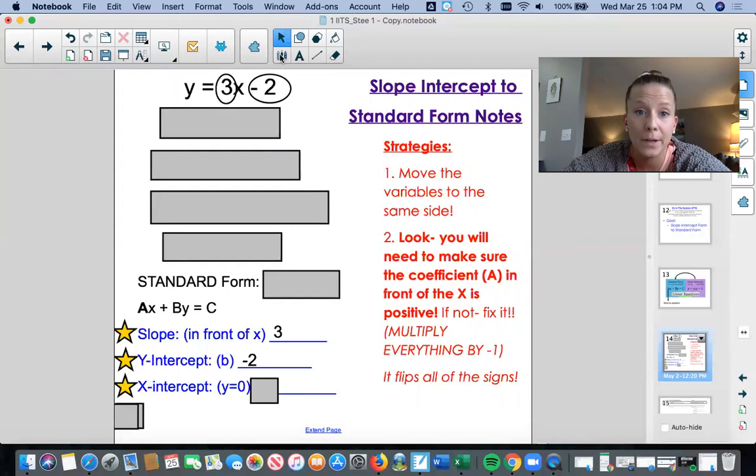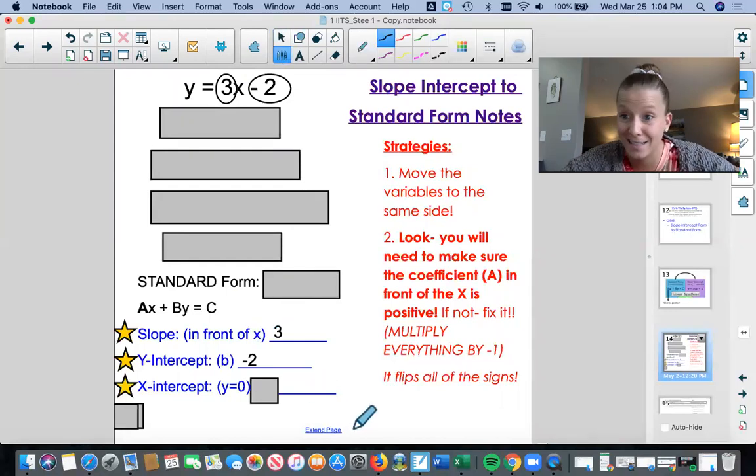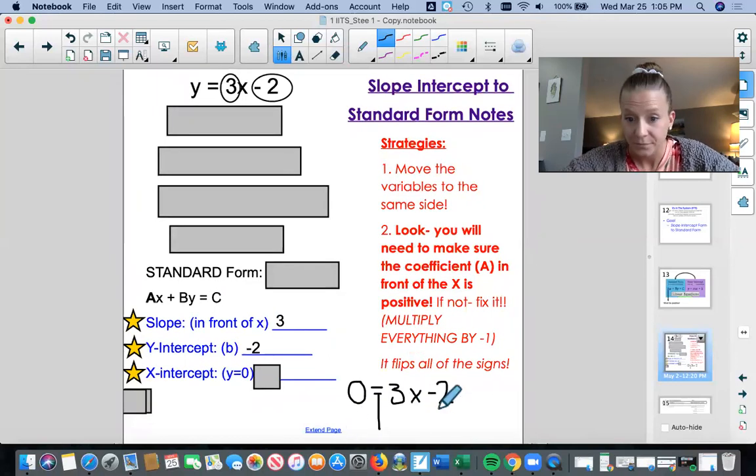And now remember, I apologize, my handwriting's not going to be awesome on this. Instead of y, we're going to put 0, okay? And I am solving for x. It's a two-step equation. First thing I need to do to get that x by itself is get rid of the fluff by adding 2 to both sides.